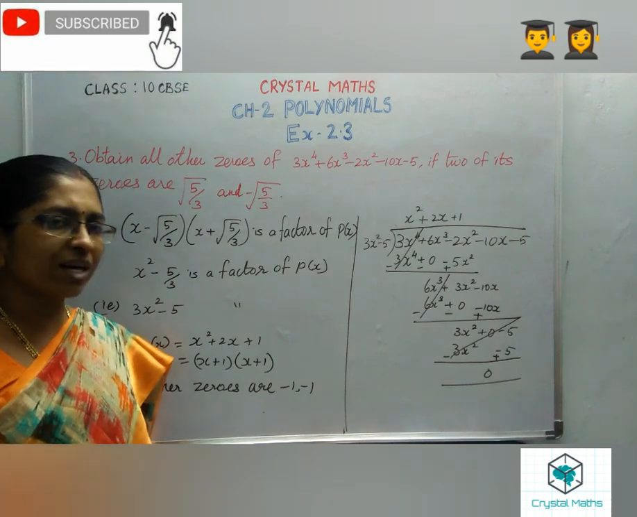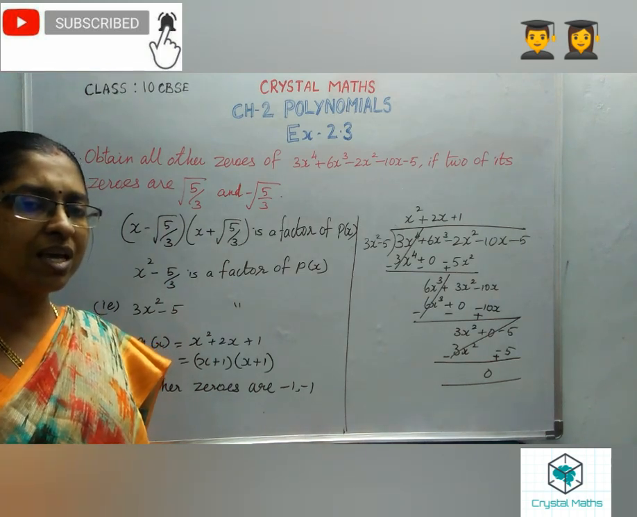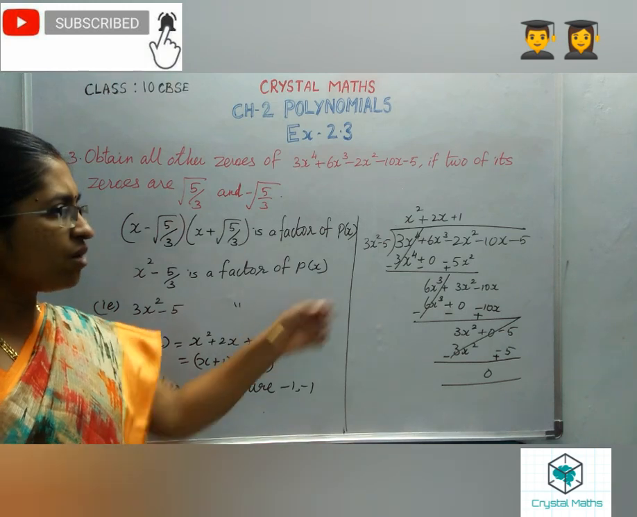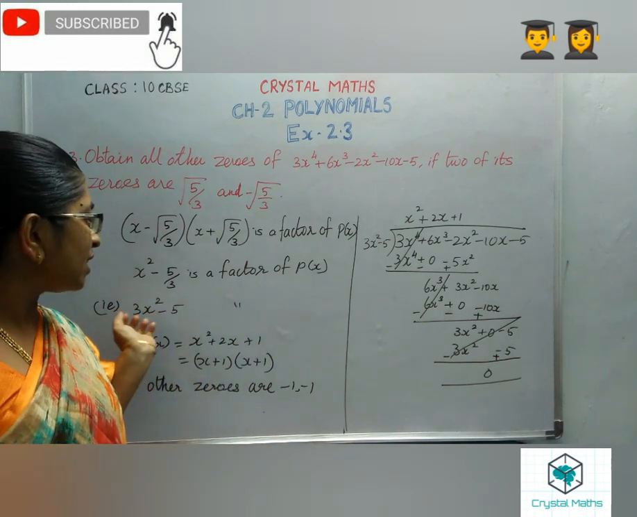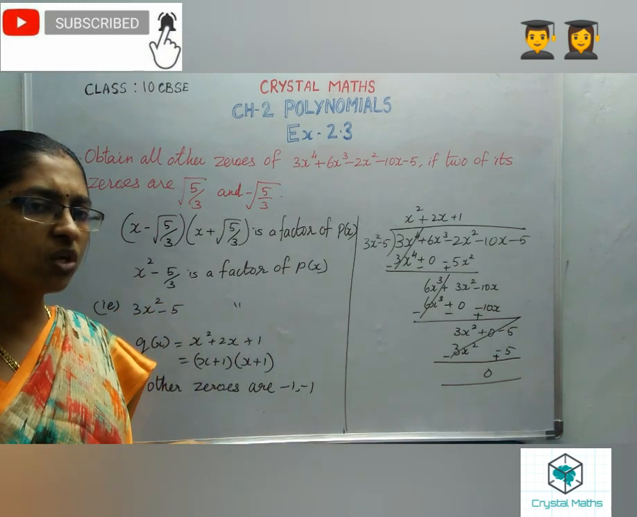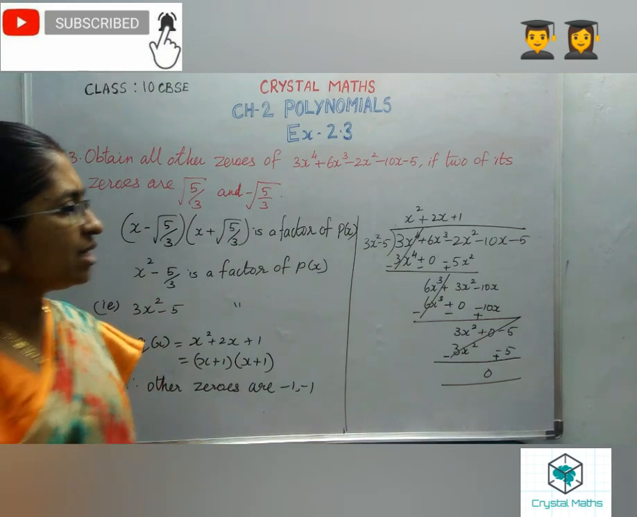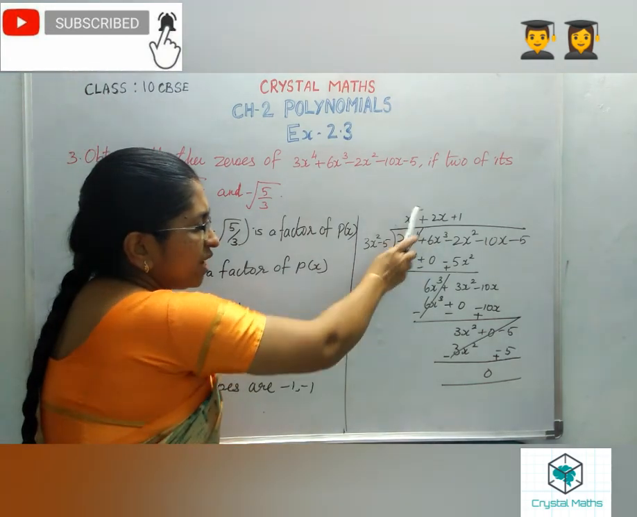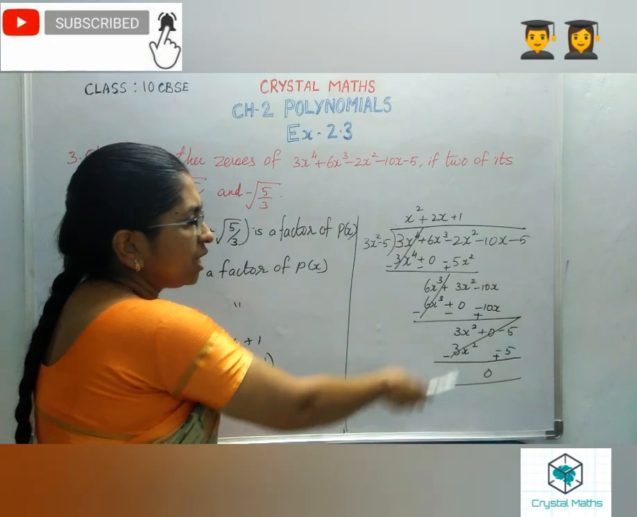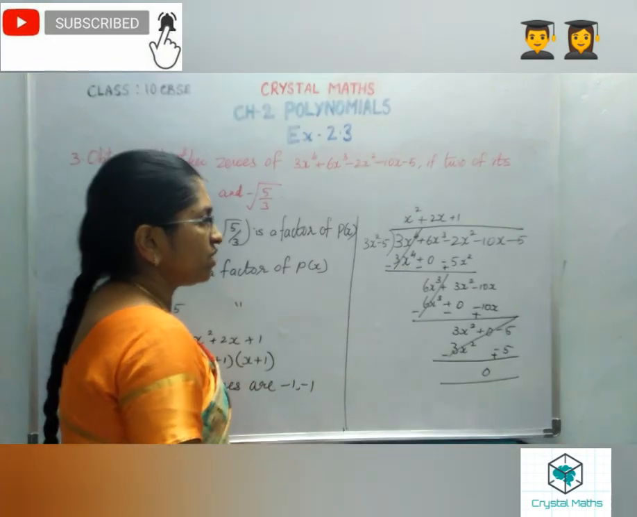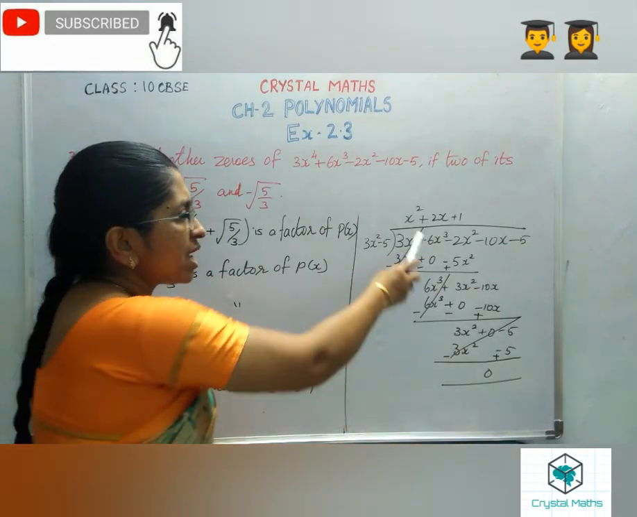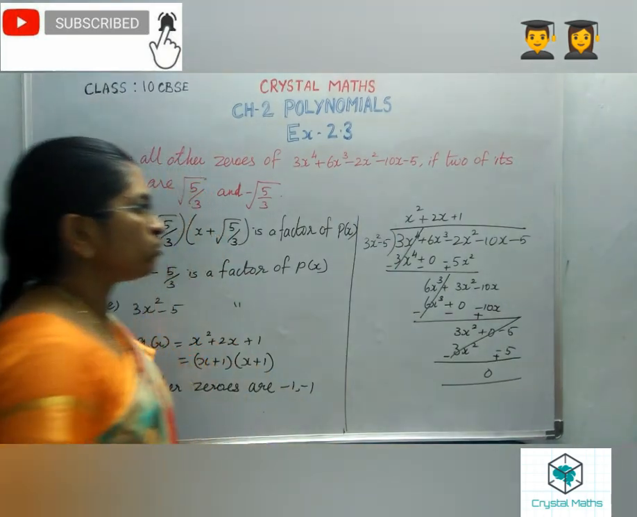If it is a factor, definitely when we divide p of x by this one, that is 3x square minus 5, we will get 0 as a remainder. Let us see here how we divided in long division method and got the quotient in this way. The quotient we are getting is x square plus 2x plus 1.